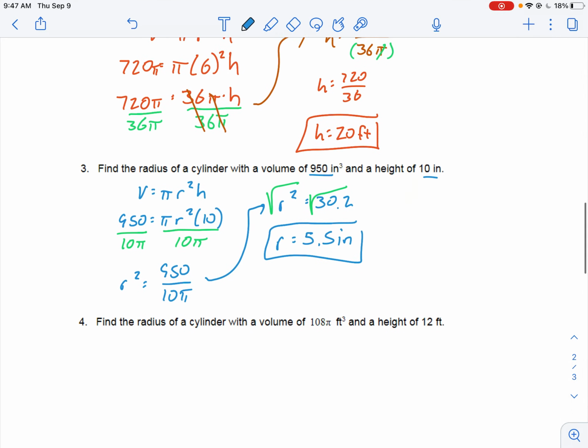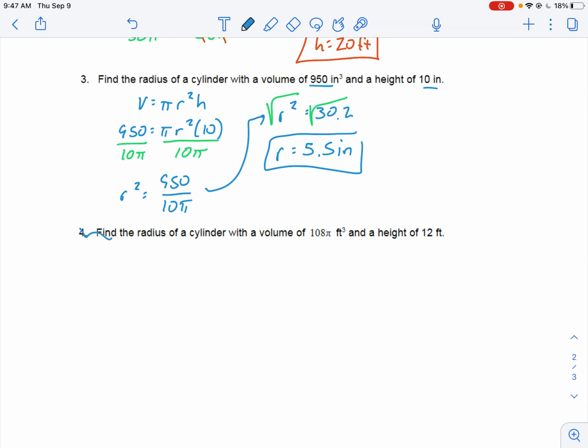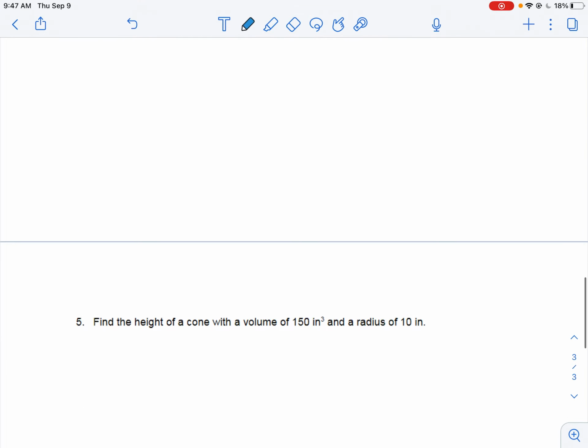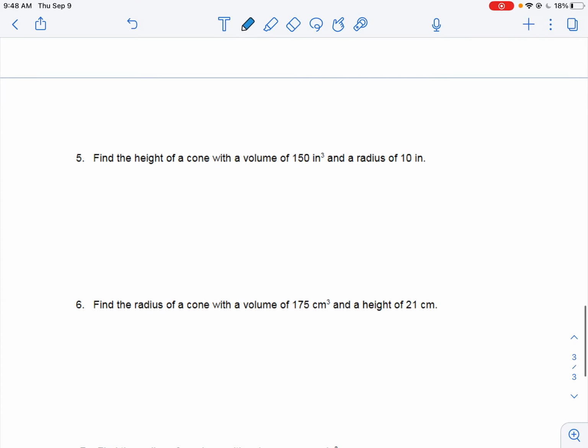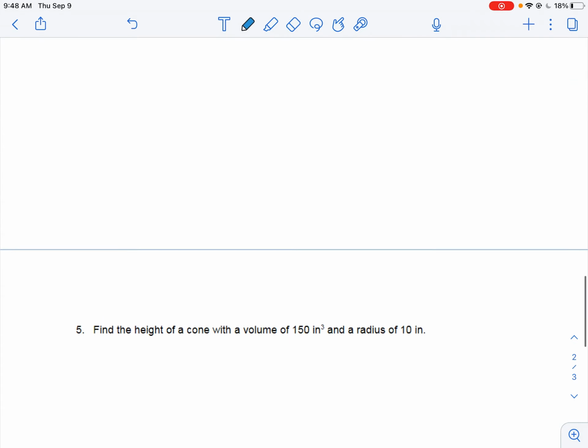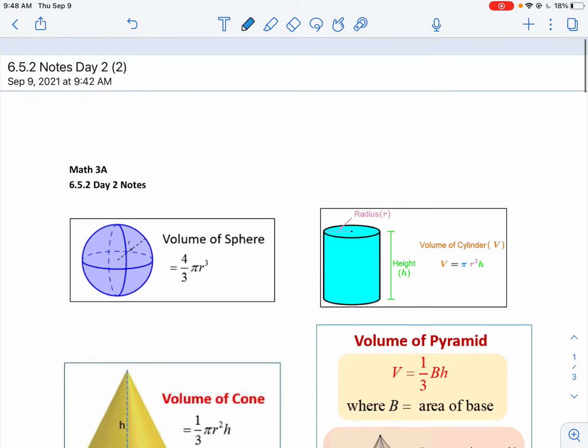All right, number 4 is the same, so in an effort to save a little time, we can skip that one for right now. I jump down to number 5. Find the height of a cone. Okay, so now I'm dealing with a cone, so let me go back up to my formulas.